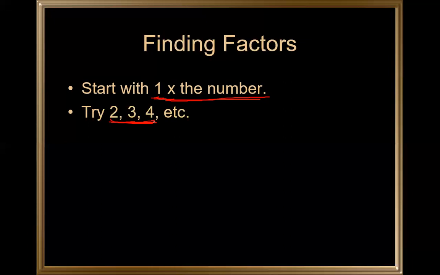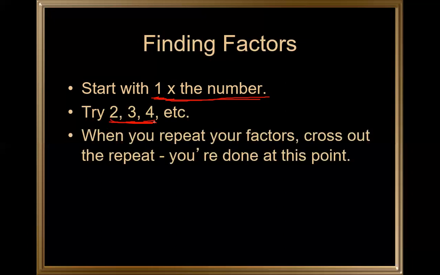So after multiplying by 2, 3, 4, what you have to do? When you repeat your factors, cross out the repeat. You are done at this point. It means that when your factors are repeating, suppose that 2 into 3 is equal to 6 and 3 into 2 is also 6. So these are repeating. So you have to cross out the repeated one. Fine. It means that you are done at this point.